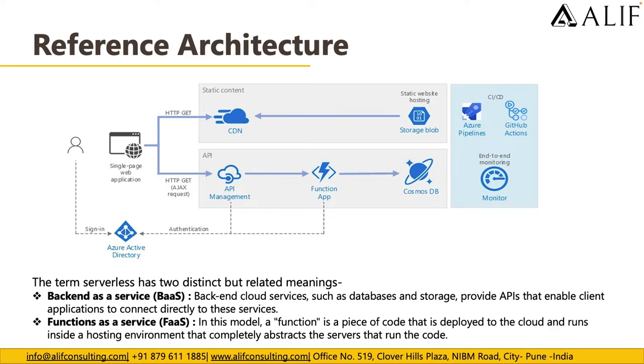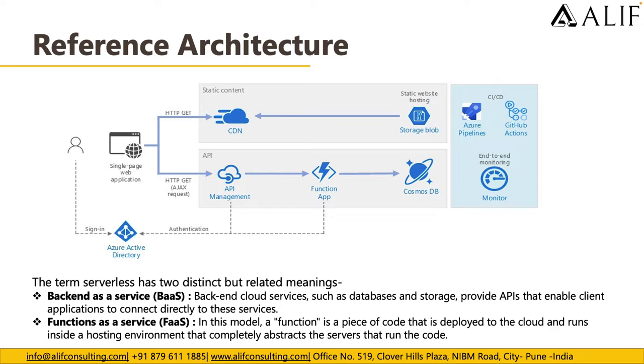In this reference architecture, you have a CDN which is attached to a storage account that holds all the images. And then at the end, you have API management with the functions integrated, putting the data on Cosmos DB. At the same time, as a backend, you have a CI/CD pipeline which has your Azure Pipelines and GitHub Actions, and then end-to-end monitoring happens through Azure Monitor.